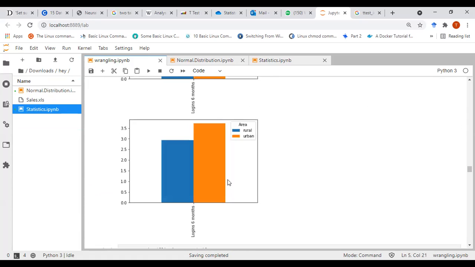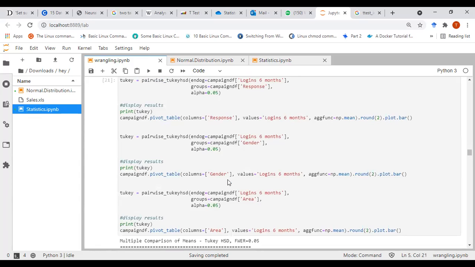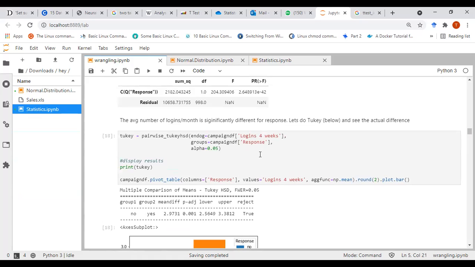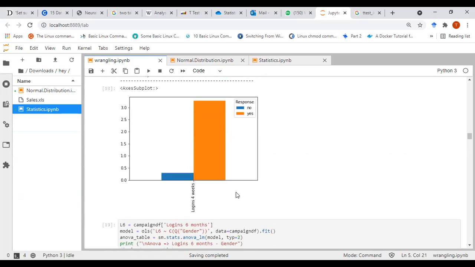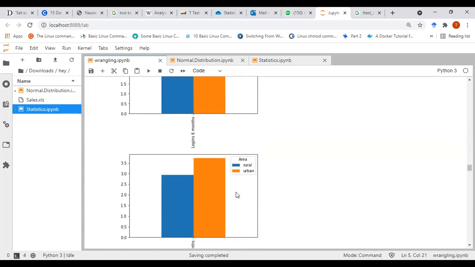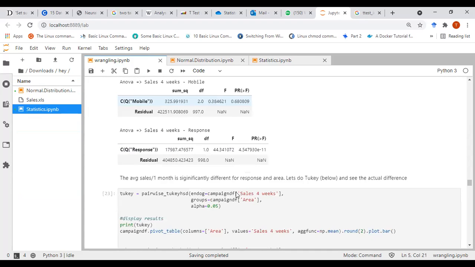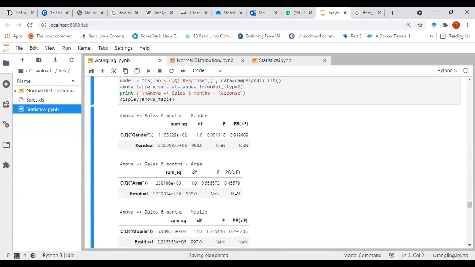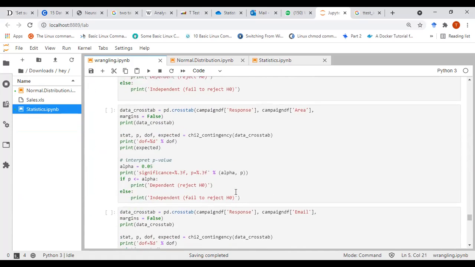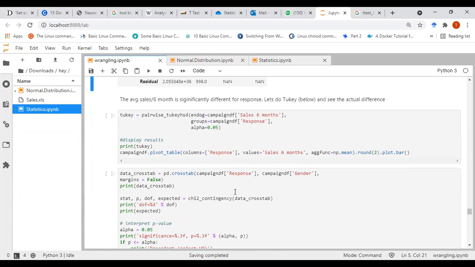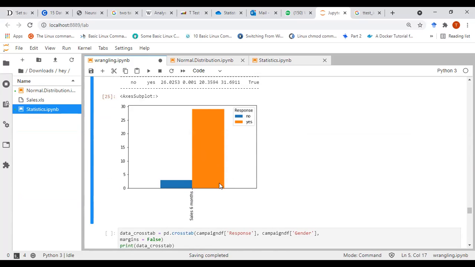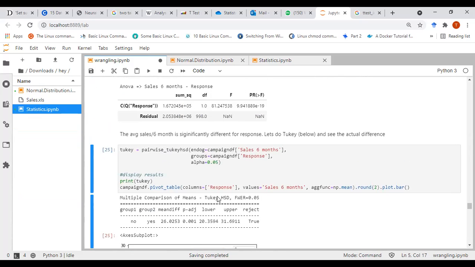I think login 4 months also, that was the area, right? I don't know about the login. Also, no, login 4 weeks. Login 4 weeks was just the response. But the sales 4 weeks is correlated with the area as well. And the sales 6 months is only correlated with the response.